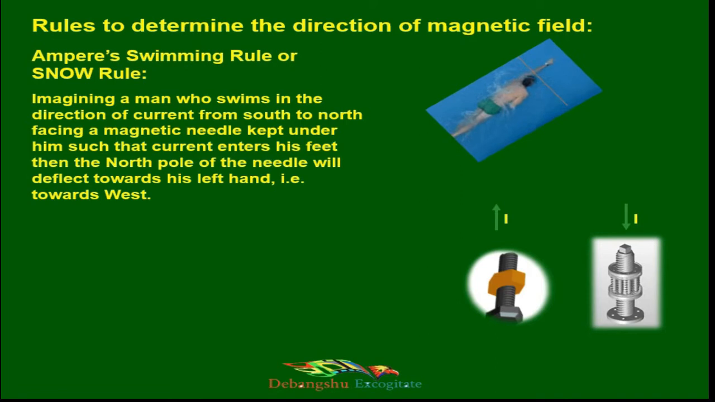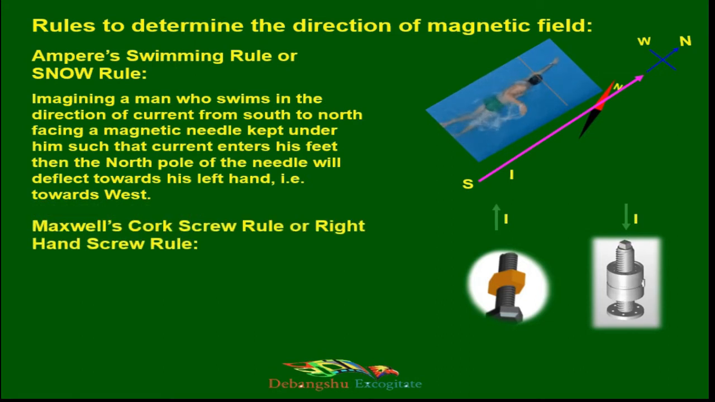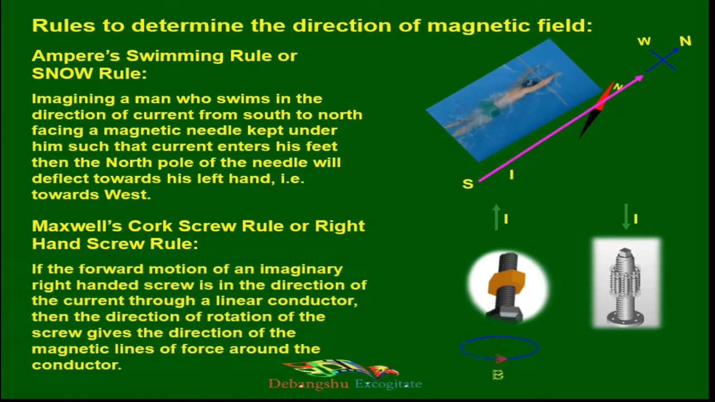In this case, imagine a man who swims in the direction of current from south to north, facing a magnetic needle kept under him, such that the current enters his feet. The north pole of the needle will deflect towards his left hand. Yes, now can you see? It will be deflecting towards his left hand. So this is one very famous original rule, but later on it has been modified by Maxwell's corkscrew rule or right hand thumb rule or right hand screw rule.